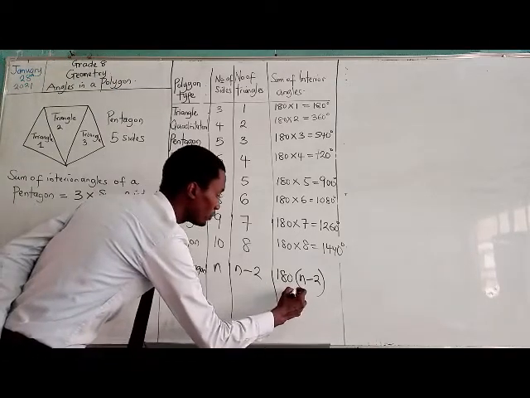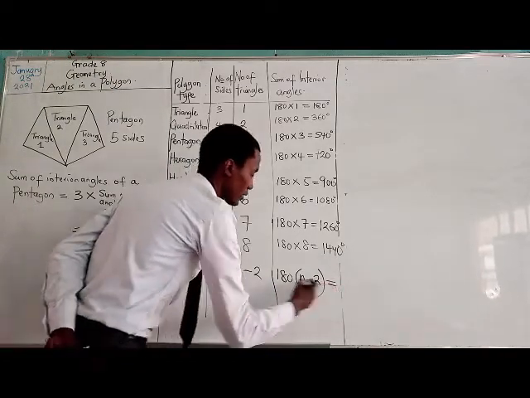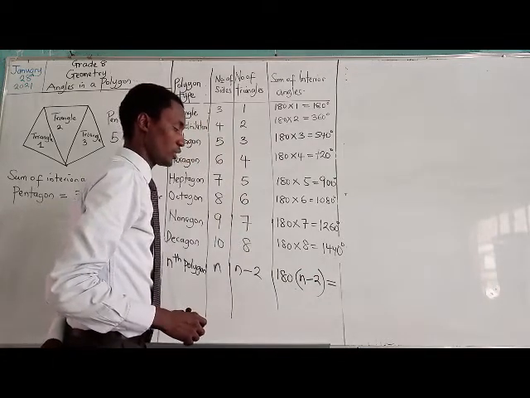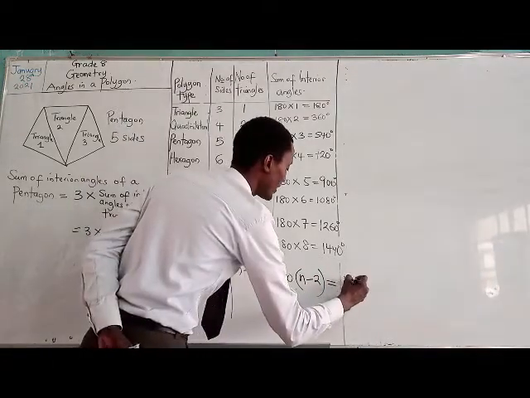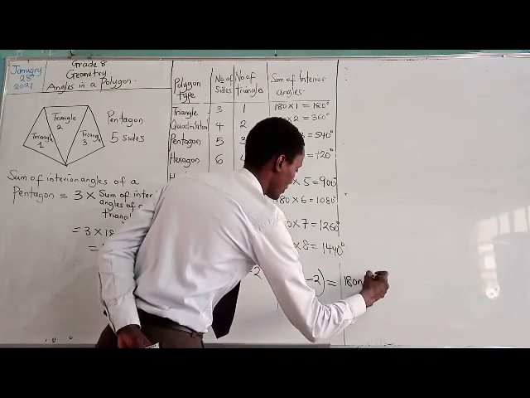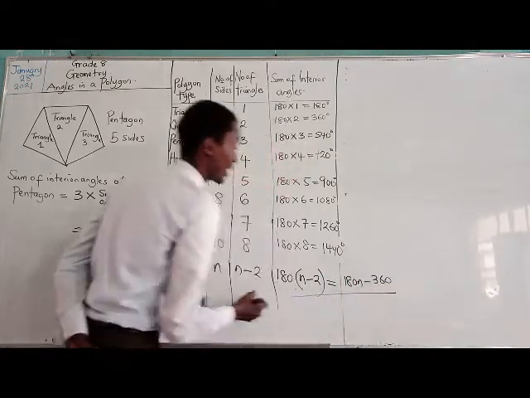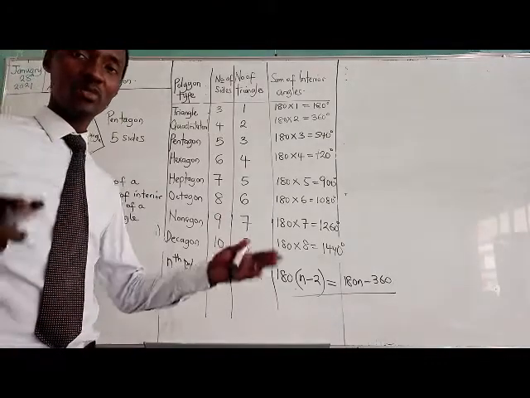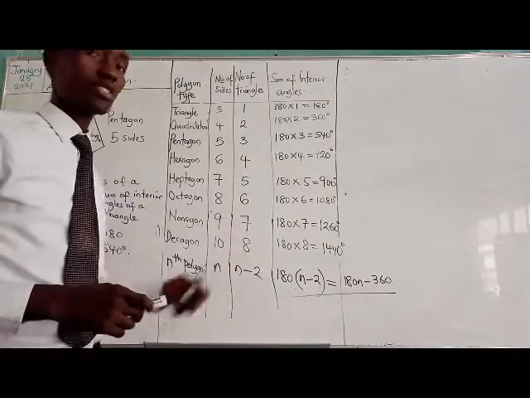Which will now give you what? What will this give you? This will give you 180n minus 360. Let's leave it at that for now, because as we proceed in this topic, we'll begin to expand our idea of this concept.